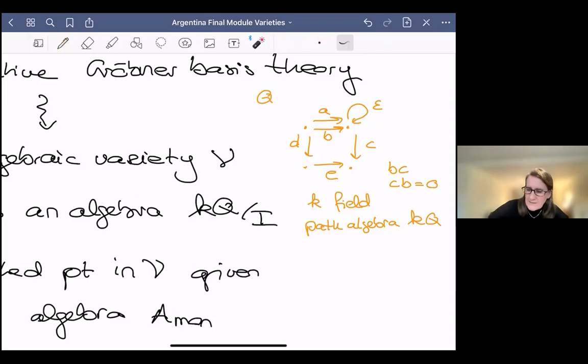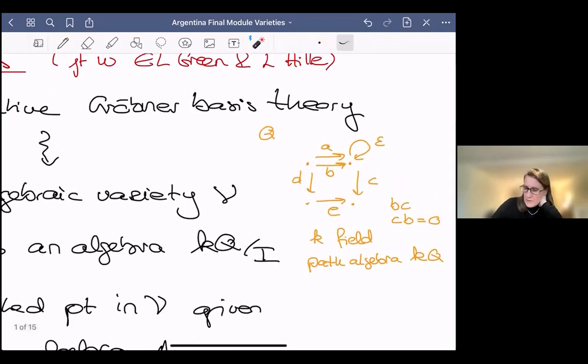Okay, what else can we see? Well, of course, we extend the multiplication linearly to the whole of the path algebra, or the whole of the vector space KQ. And then since we have this loop, well, we can do it once, we can do it twice, and we can keep on going.